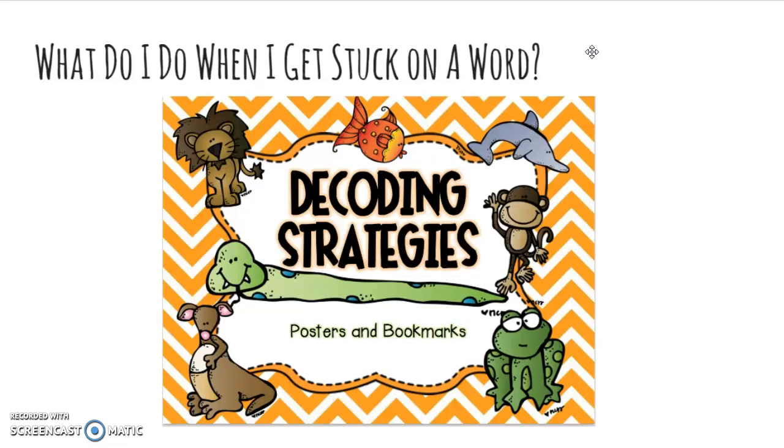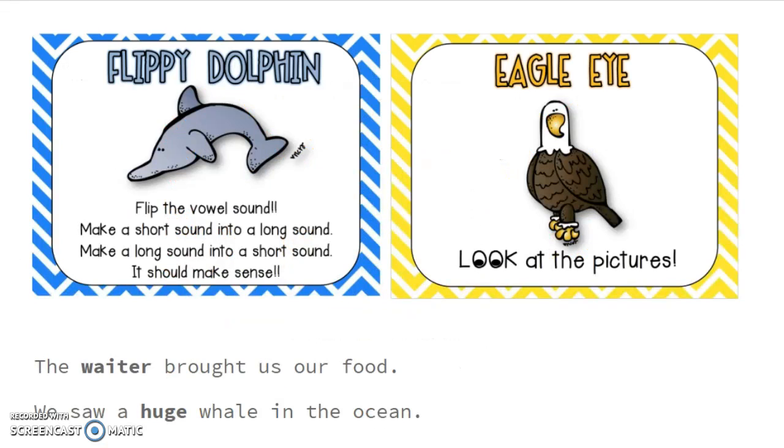First graders as readers really rely on a lot of these things because they're just learning how to read. They're just learning how to decode words. They're using all of those phonemic awareness and phonics skills that they learned in kindergarten to really figure out who they are as readers and how to read. The first two decoding strategies that I'm going to talk about are Flippy Dolphin and Eagle Eye.